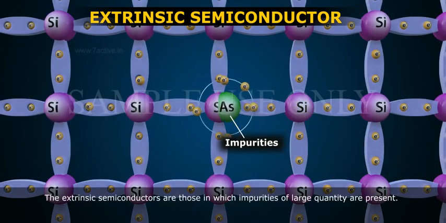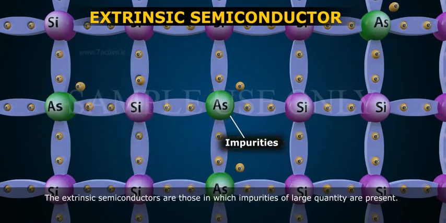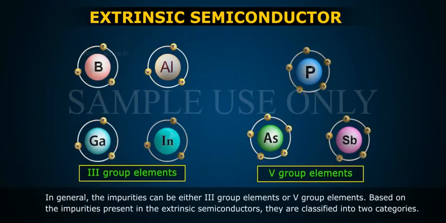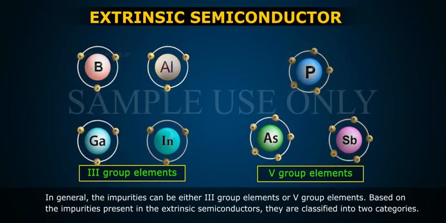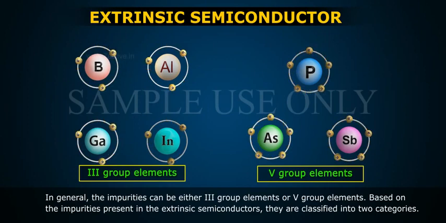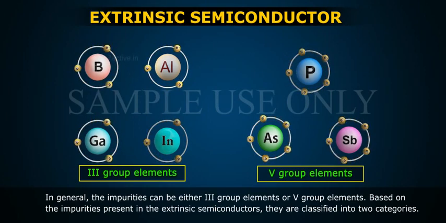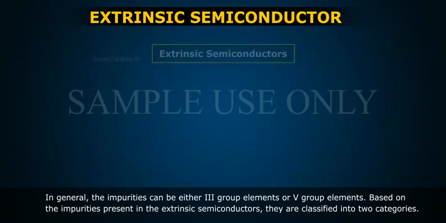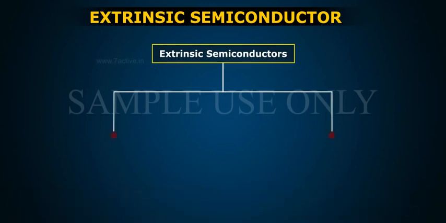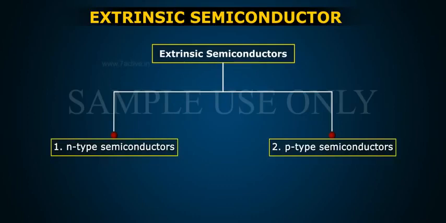The extrinsic semiconductors are those in which impurities of large quantity are present. In general, the impurities can be either third group elements or fifth group elements. Based on the impurities present in the extrinsic semiconductors, they are classified into two categories: 1. N-type semiconductors and 2. P-type semiconductors.